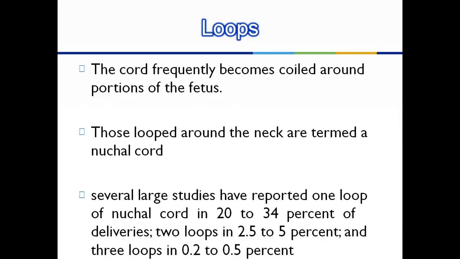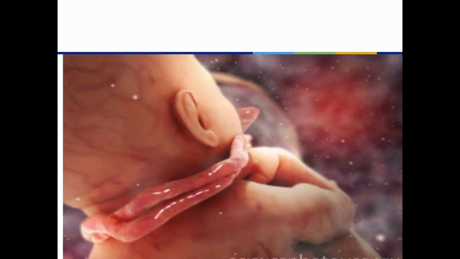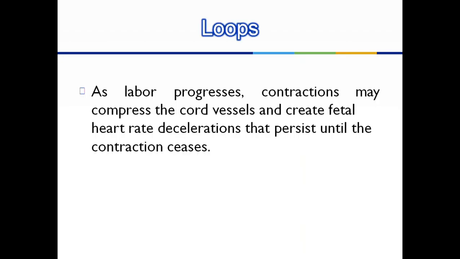Loops. The cord frequently becomes coiled around portions of the fetus. Loops around the neck are termed nuchal cord. Several large studies have reported one loop of nuchal cord in 20 to 34% of deliveries, two loops in 2.5 to 5%, and three loops in 0.2 to 0.5%. Cord around the neck is known as nuchal cord.